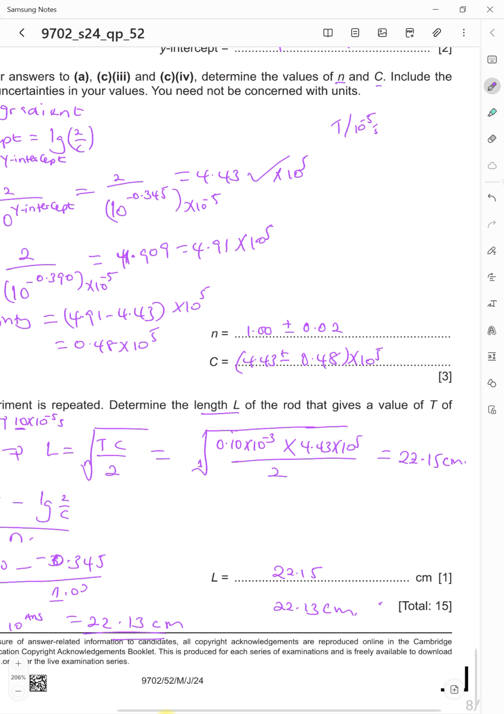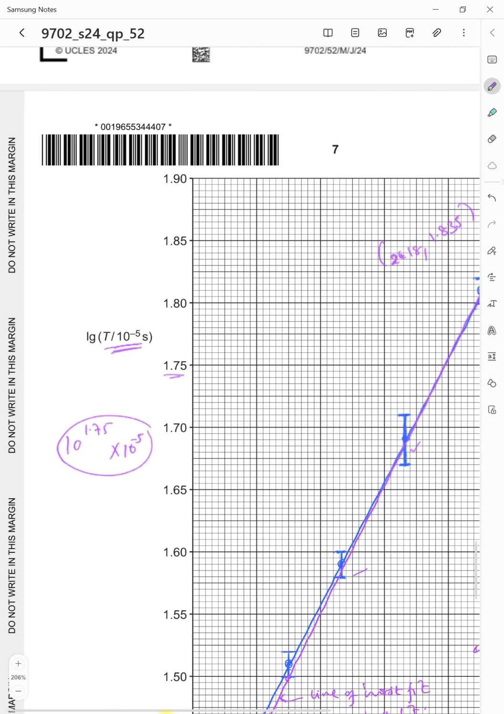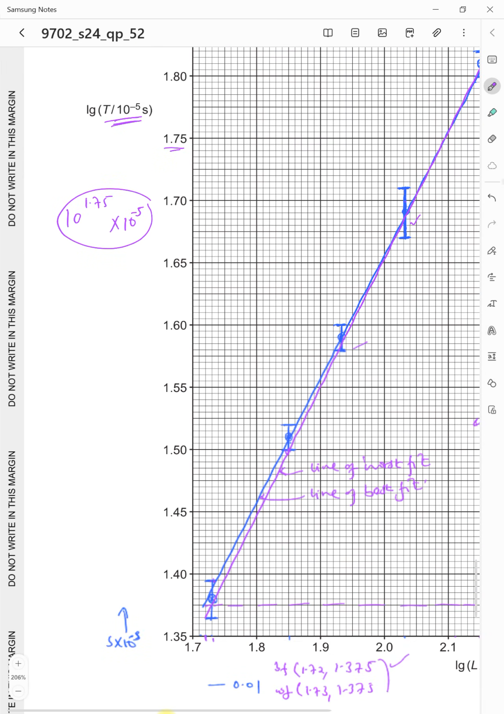So we can check and see if t is 0.1 milliseconds, which is 10 times 10 to the power of minus 5 seconds. Can L be around 22.15? So let's check from the table. When t is 10 times 10 to the power of minus 5, we got our L as 22.15. I think it makes sense because when t increases, L increases. So if 10 is less than 24, we expect L to also be less than 54. So I think the answer makes some sense.